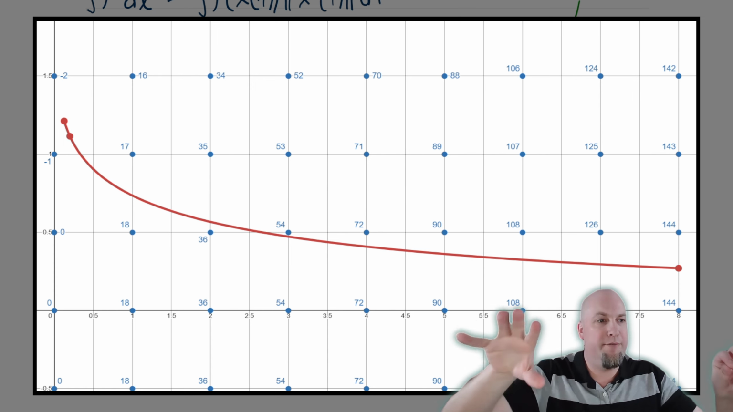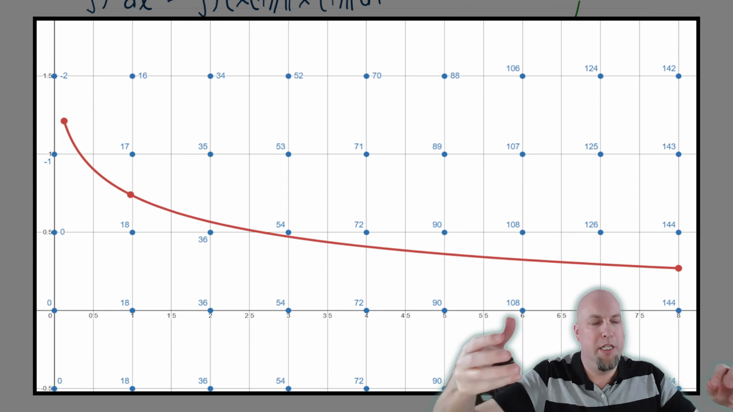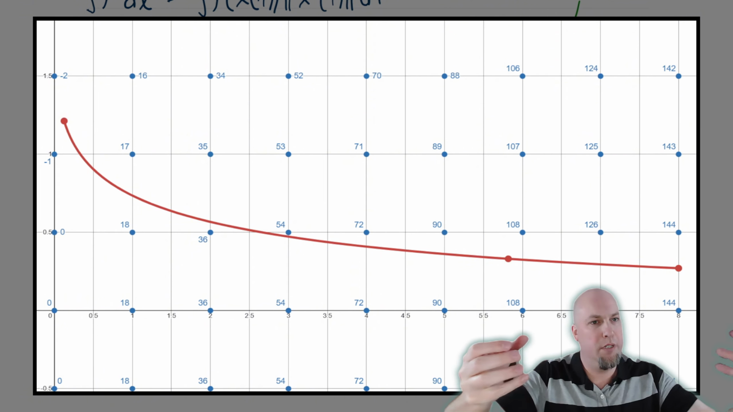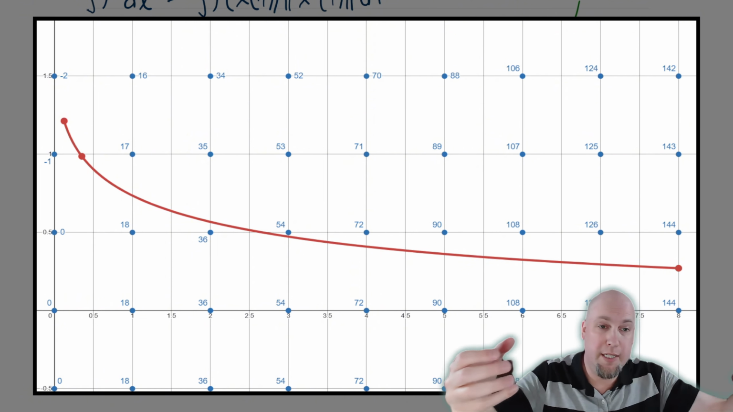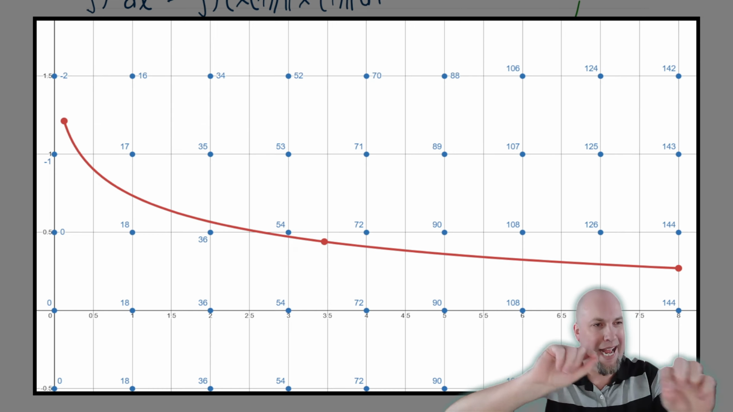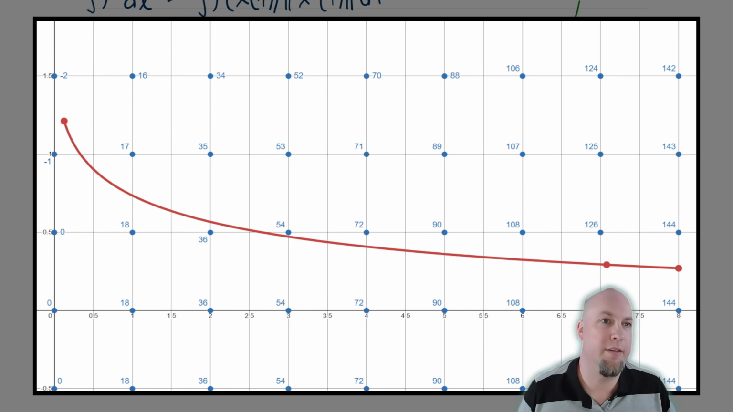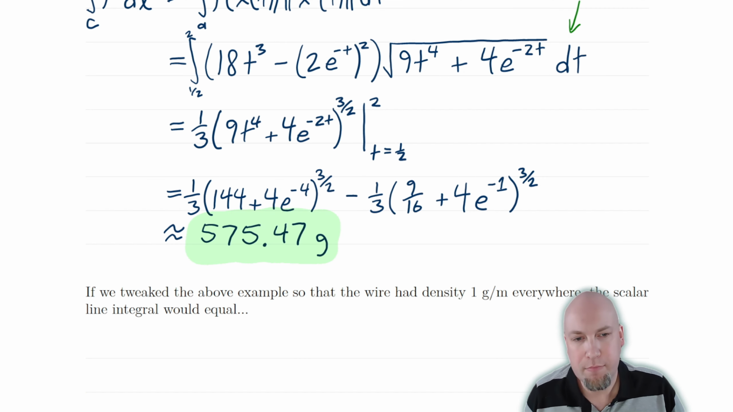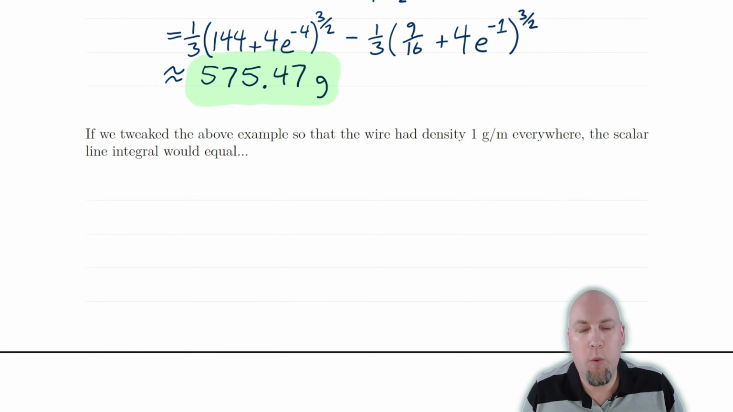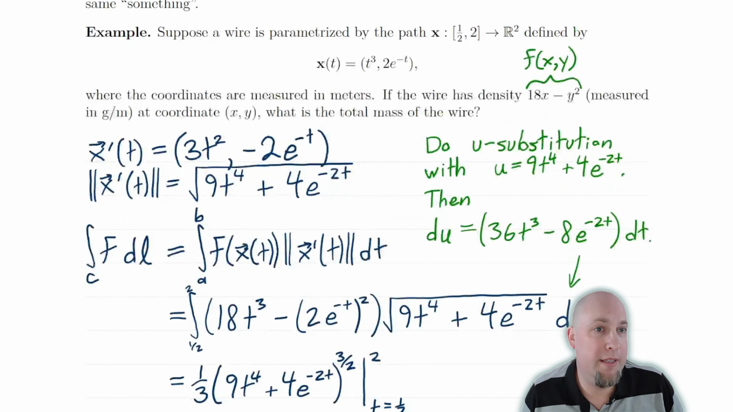But on the left, the wire really doesn't have much mass, okay? It's much lighter on the left, whereas the values of the scalar field on the right side of the wire are much higher, so it's much heavier over there. And the scalar line integral is how you add up all those different contributions to get the total mass, okay?